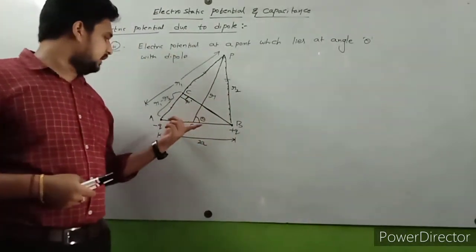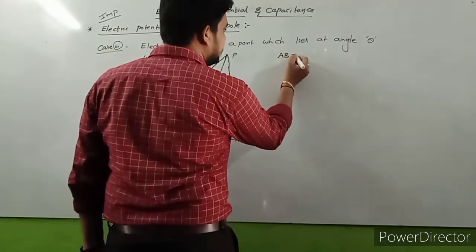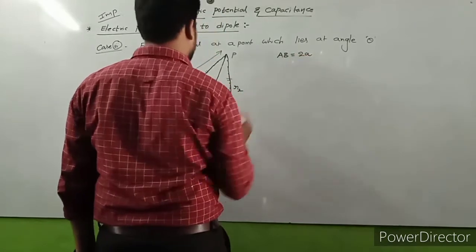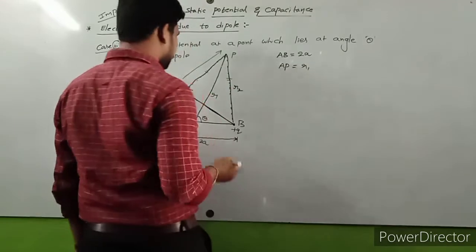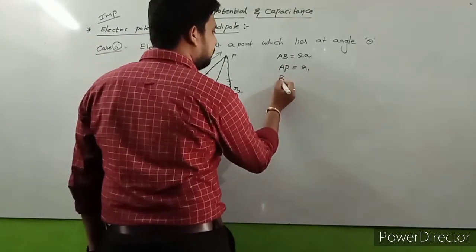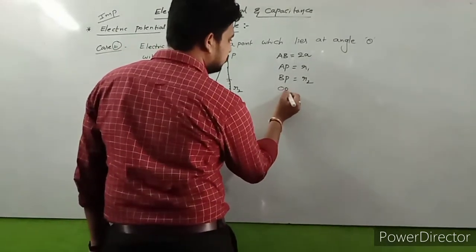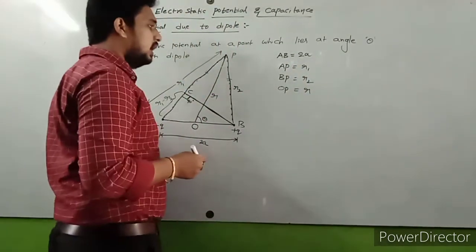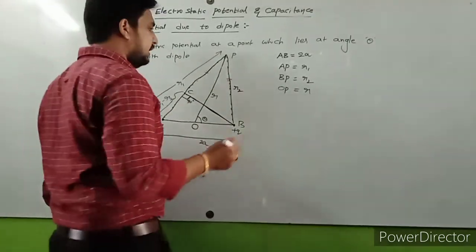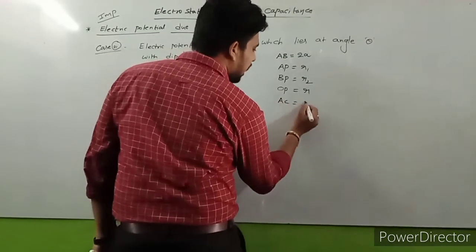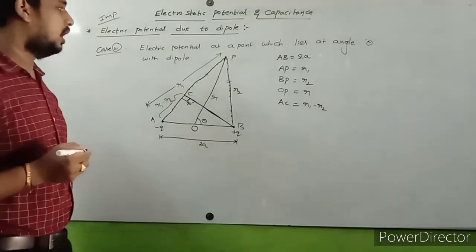Observe the diagram carefully. AB is the distance of the dipole, which is equal to 2a. AP is equal to R1. BP is equal to R2. OP is equal to R, the distance from the center of the dipole to the point. And AC is equal to R1 minus R2.